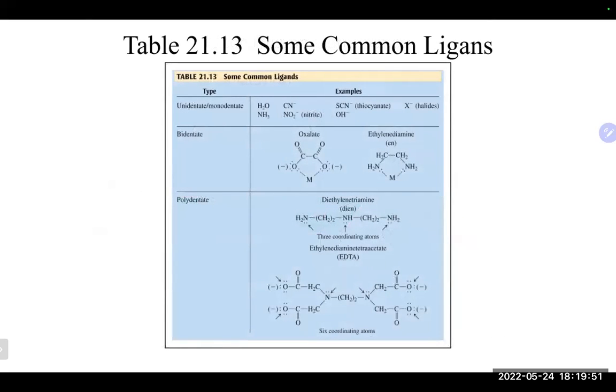Here's a table. You have a similar table in your book of some common unidentate, monodentate, and bidentate ligands. So all of our halogens, thiocyanate, nitrite, ammonia, cyanide. Here are the 2 that we talked about, EN and oxalate. This is dien here, which actually could go in 3 places, each nitrogen able to bond in there. And once again, there is our EDTA on the bottom. And like I said before, -1, -1, -1, -1, so probably looking at a -4 charge overall on that.